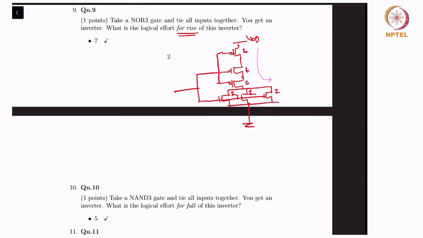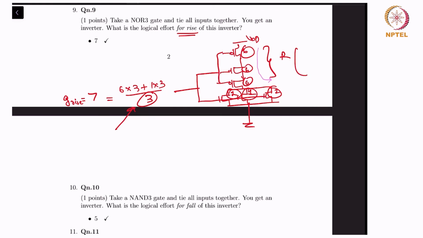So therefore, we just add all the capacitances, which is 6 into 3, that's 6, 6, 6, plus 1 into 3, plus 1 into 3. So now we get that divided by 3, which is simply equal to 7. This is the logical effort for rise. Why is this 3? Because the rising case has the same resistance R, or it still has the same pull up current as the 2-1 inverter. The 2-1 inverter has gate capacitance of 3, so that's why we had to take 3.